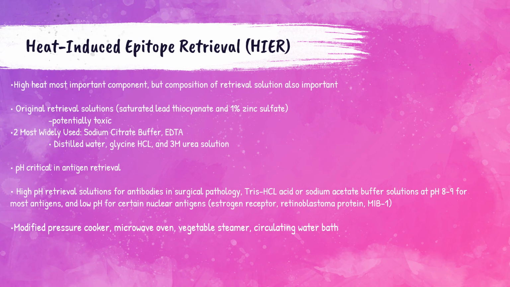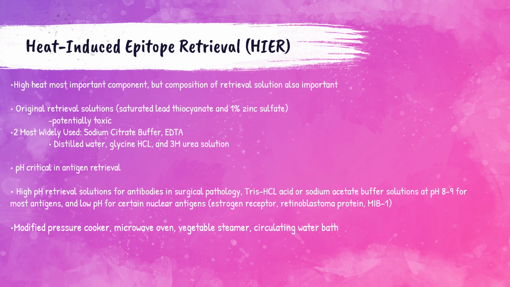Heat-induced epitope retrieval, or HIER, is a method of epitope retrieval that uses heat. It's not currently known exactly why the heating method works. High heat is the most important component of this method, but the composition of the retrieval solution is also critical. The original retrieval solutions, which were saturated lead thiocyanate and 1% zinc sulfate, had the potential to be toxic, so they've been phased out. Currently, the two most widely used retrieval solutions for the HIER method are sodium citrate buffer and EDTA. Other methods are distilled water, glycine, hydrochloric acid, and 3 molar urea solution.